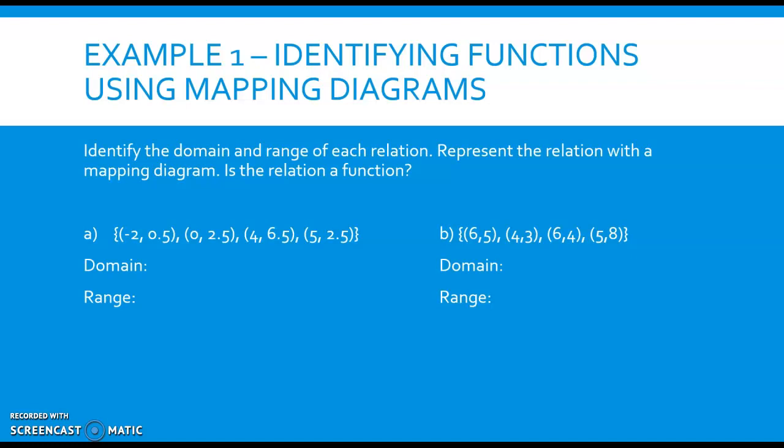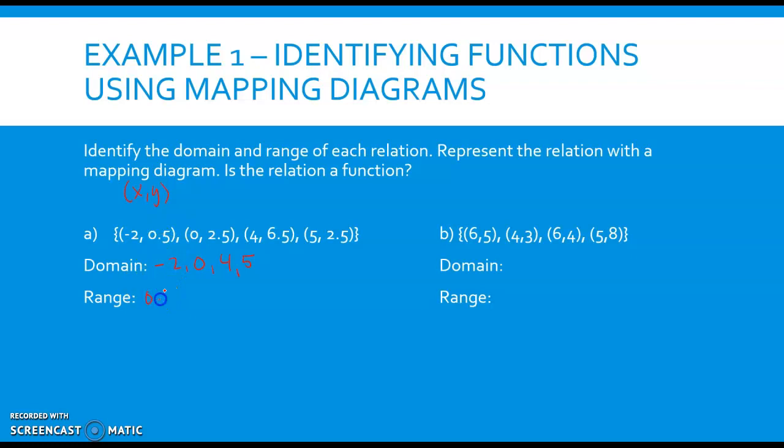So our first example, identify the domain and range of each relation represented, and then represent with a mapping diagram. And after we do that, we're going to decide whether the relation is a function. So first, domain. Those are our x values. So we're just going to go through. It is always x comma y, right? So my domain is my x values. I've got -2, 0, 4, 5, and my range are my y values.